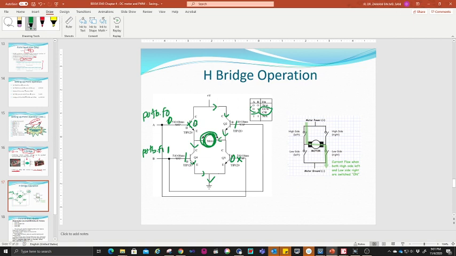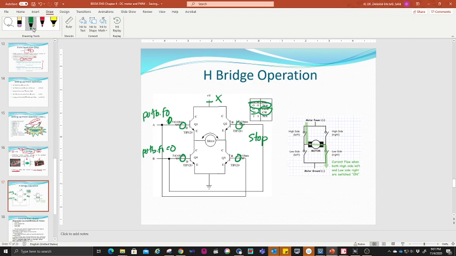So what happens if you put all 0? If F1 is equivalent to 0, it means that all are 0. All 0 means there will be no current going through, so your motor is going to be in a stop condition. So that is correct.